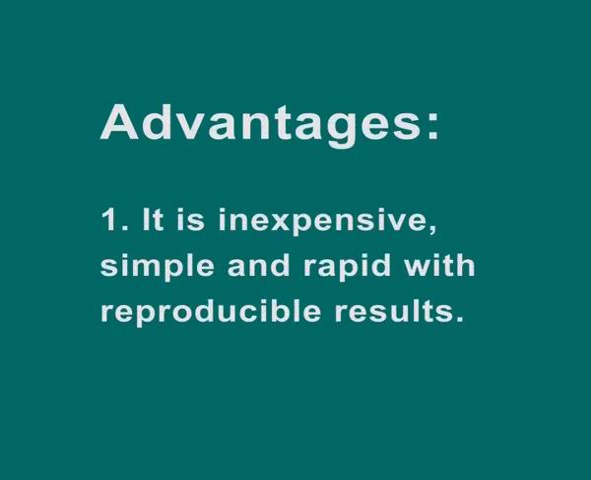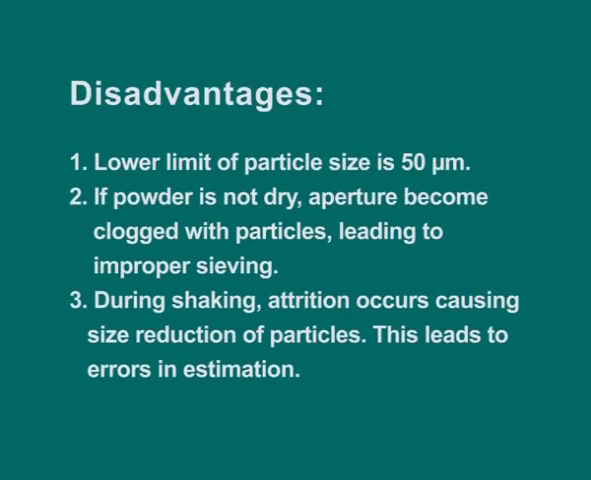Advantage of sieving is it is inexpensive, simple, rapid with reproducible results. The disadvantages include lower limit of particle size, that is 50 micrometer. If powder is not dry, apertures become clogged with particles, leading to improper sieving. During shaking, attrition occurs, causing size reduction of particles. This leads to error in estimation.